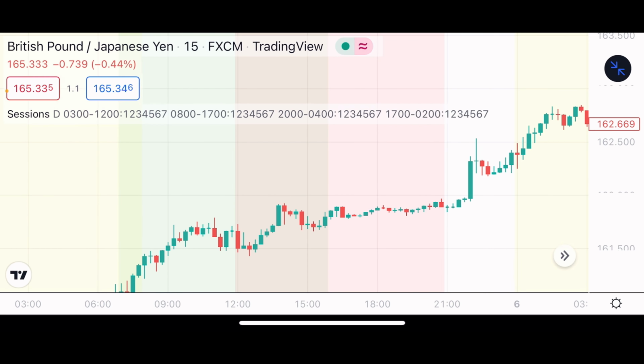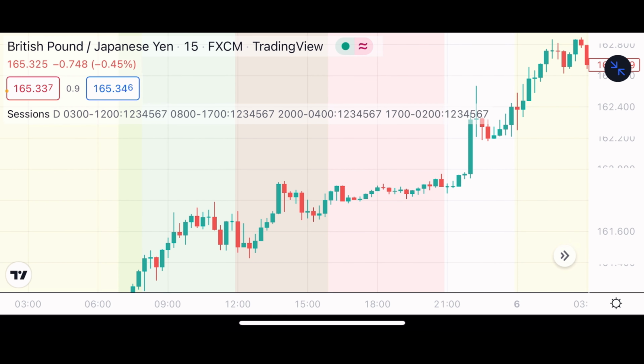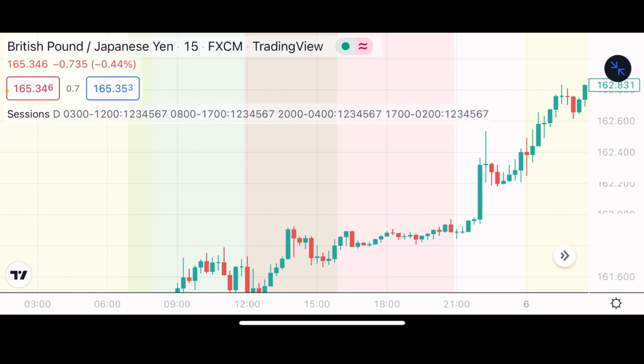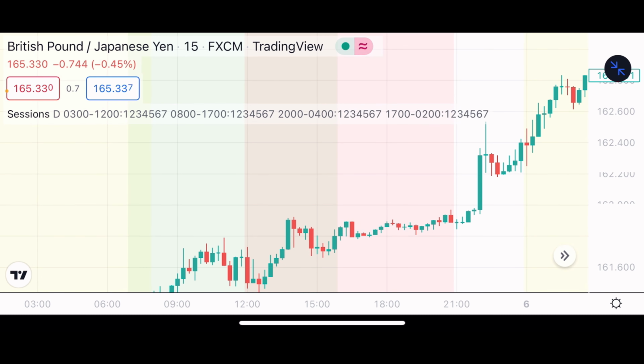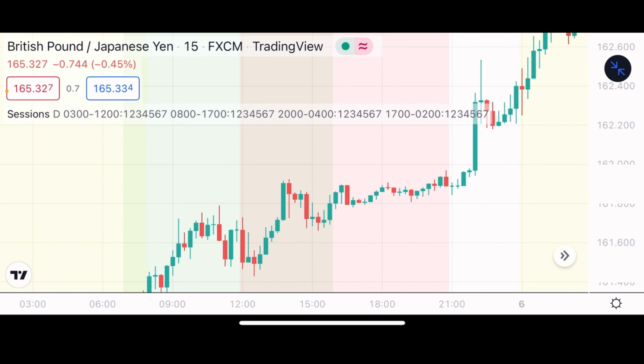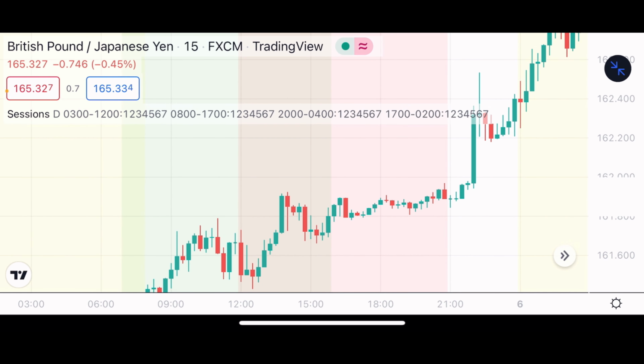Now I want you guys to take a look at this light red color. Something like this is actually very horrific to trade. This light red part represents the New York session. If you look at the currency pair we're dealing with, British pounds and Japanese yen, the US dollar is not in the mix. What this means is that for a pair like GBP/JPY, we won't actually be seeing much movement during the New York session.